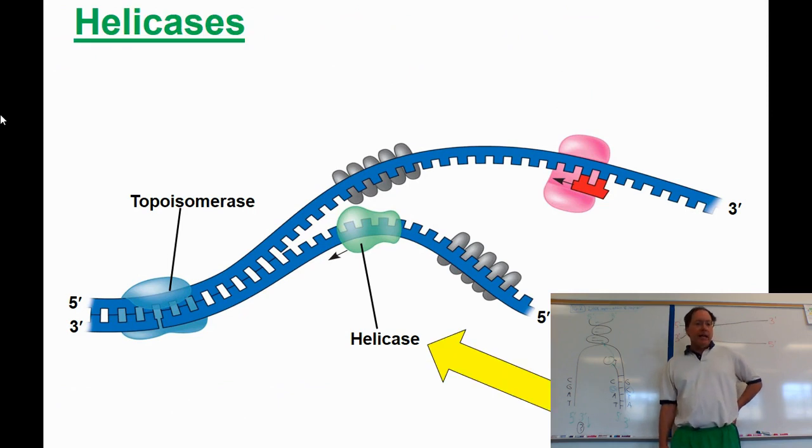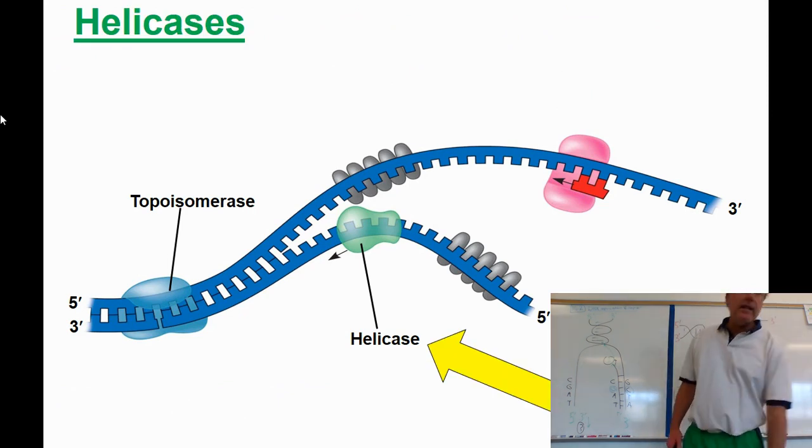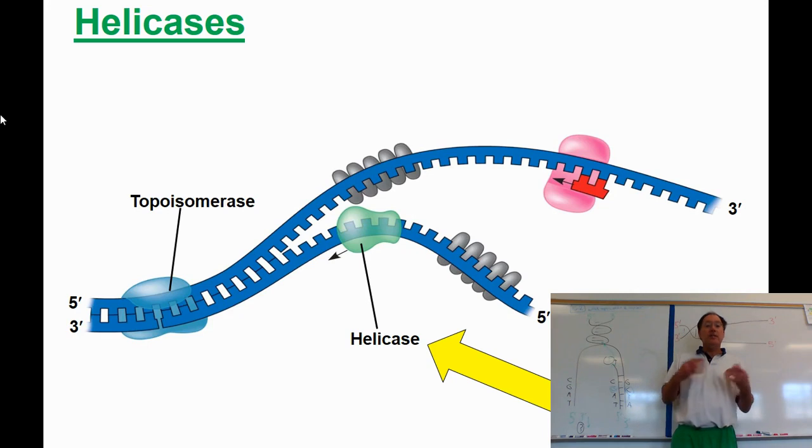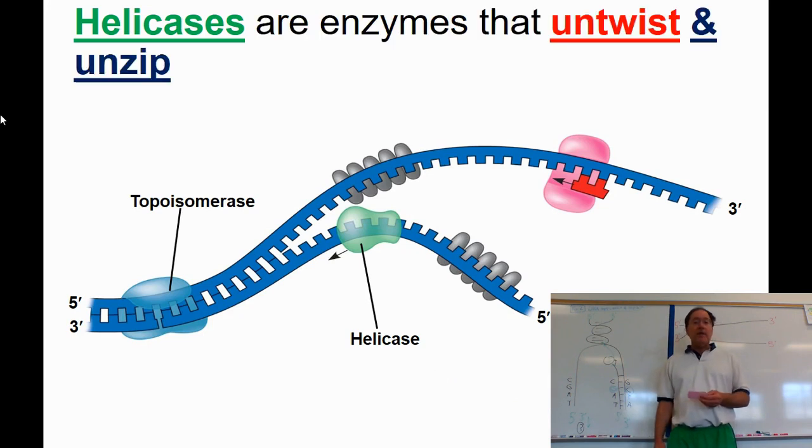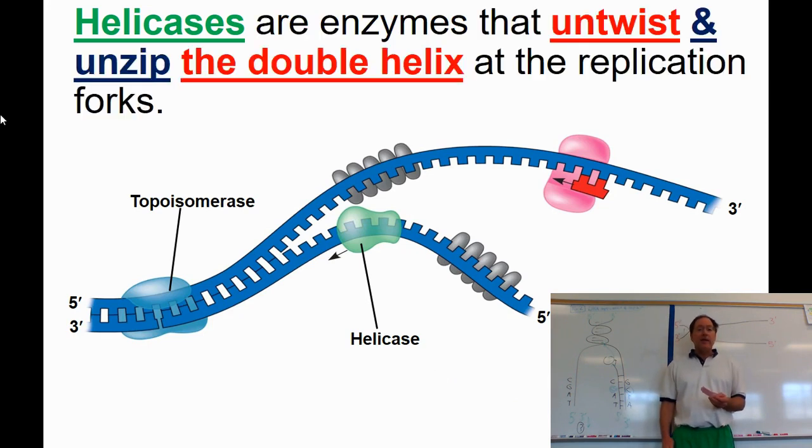So the next one is helicase. And what helicase does is it actually is the thing that unzips the DNA. And you saw it there, unzips it very quickly. There are enzymes that untwist and unzip the double helix. So they break those hydrogen bonds between the nucleotide complementary bases there.